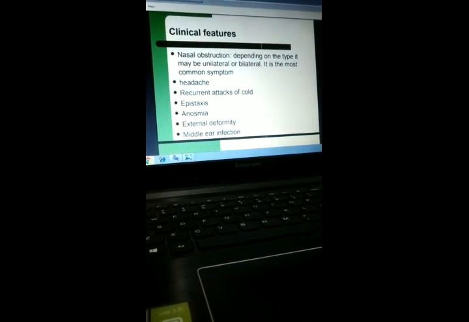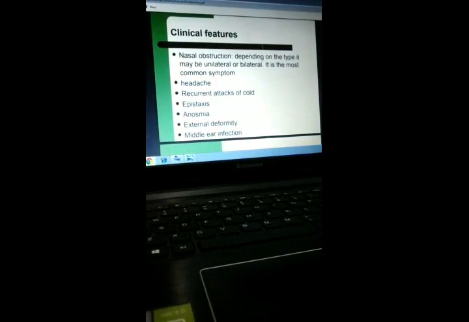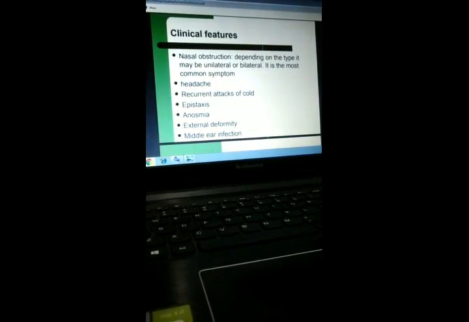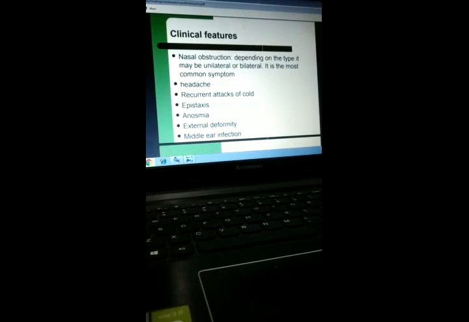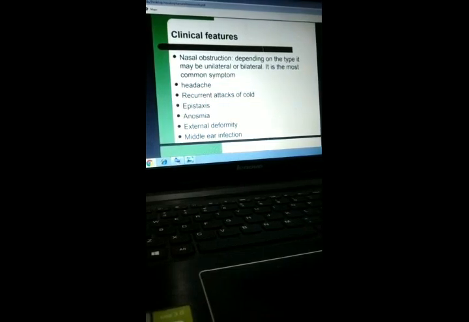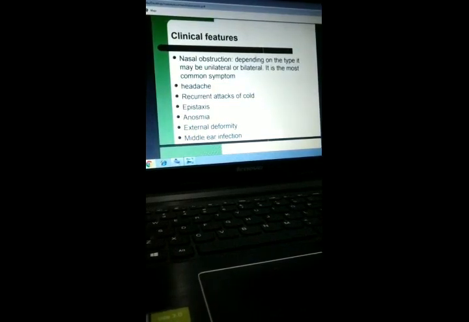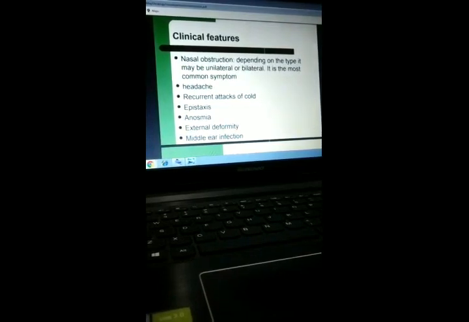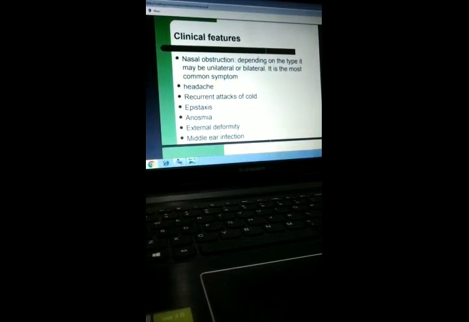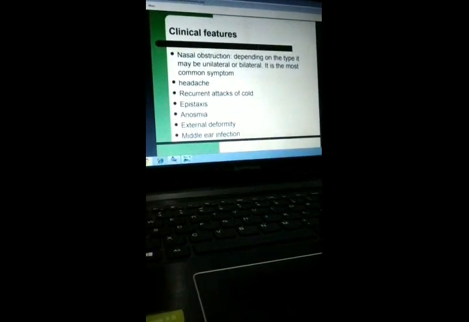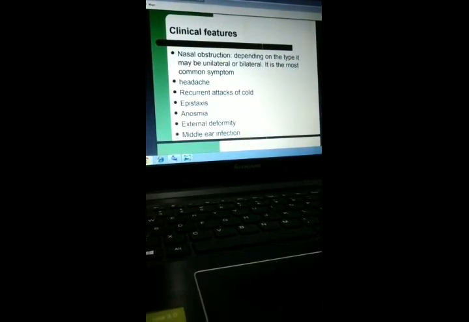Another symptom is middle ear infection. As the DNS causes poor ventilation of the sinuses, that causes sinusitis, and this infection travels through the Eustachian tube to the middle ear, and that causes middle ear infection.